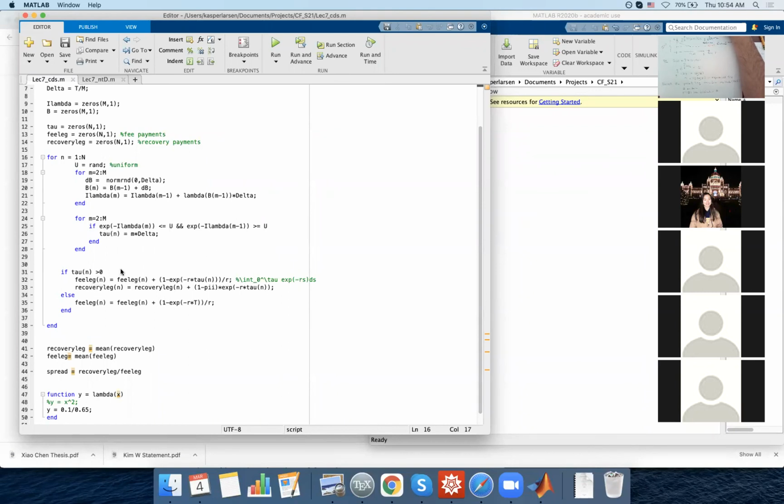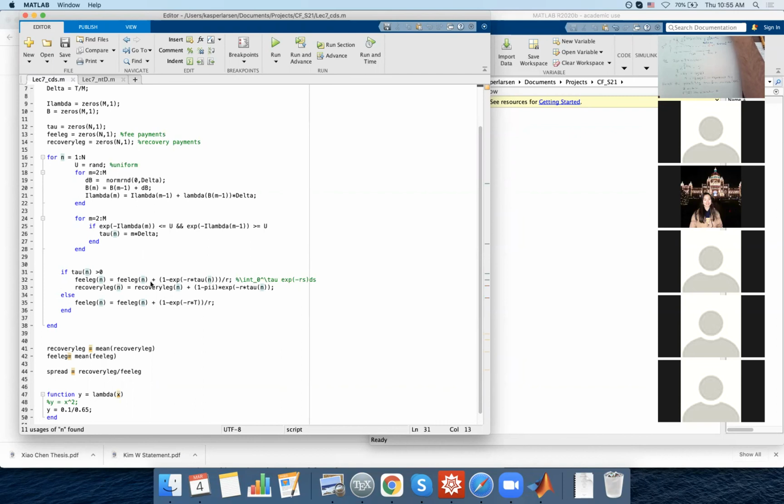My default never happens at time 0 because the process inside the exponential is 0 at 0, so the exponential of 0 is a 1, and U is uniform on 0, 1, so you're not going to get default at time 1. So if there is a default, there is some m up to those 100 time steps where you dip below, then I update the fee and the recovery.